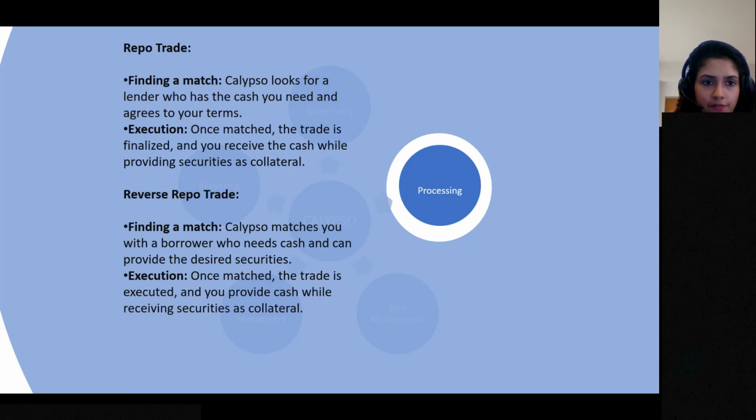The same for reverse repo. We will find a match and we will help in the execution. I have cash, so Calypso will find a match for securities. Bank A is in need of securities. So bank B will give its securities. Bank A will give its cash. This is what processing will do.